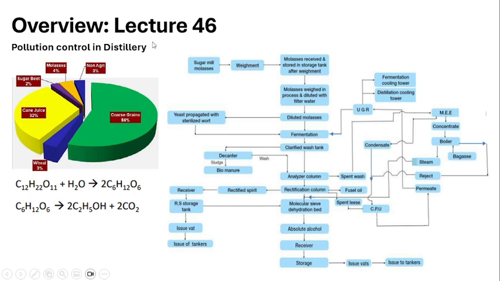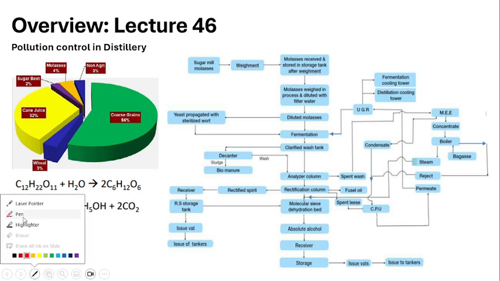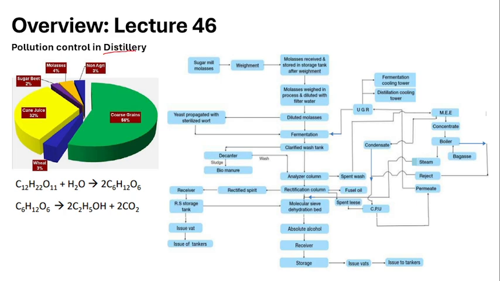Okay. Coming to lecture 46, it is about the pollution control in distillery. First of all, what is a distillery? Distilleries are the industries which produce alcoholic beverages, the most commonly produced one being ethanol.